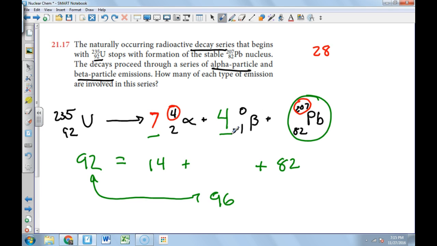Okay, so that is question 21.17, and I hope that clears this up.